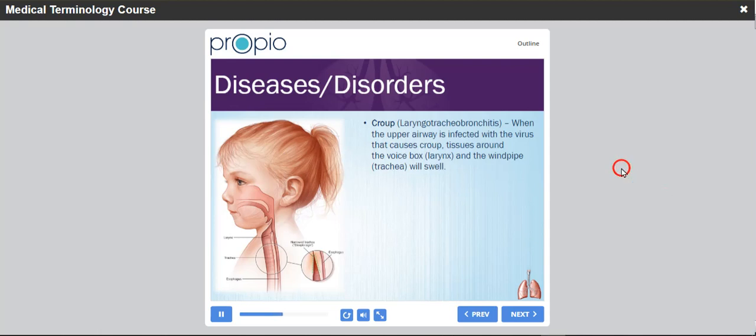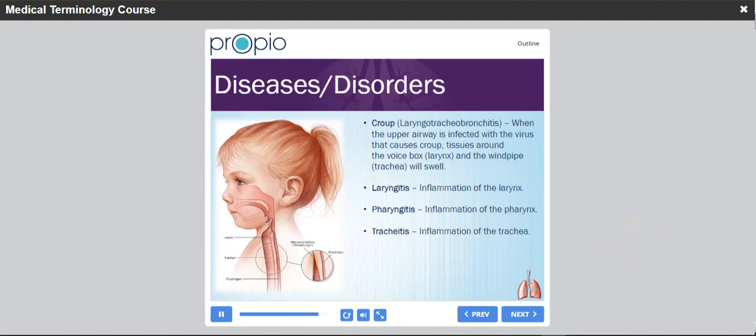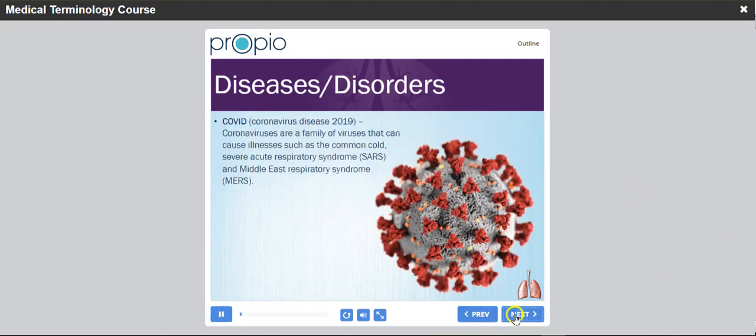Laryngitis, the inflammation of the larynx. Pharyngitis, the inflammation of the pharynx. Tracheitis is the inflammation of the trachea. COVID, coronavirus disease 2019. Coronaviruses are a family of viruses.